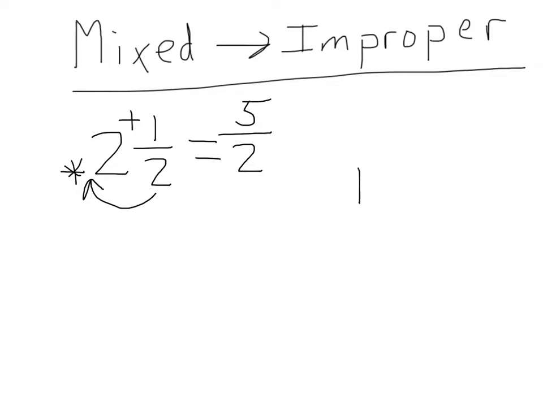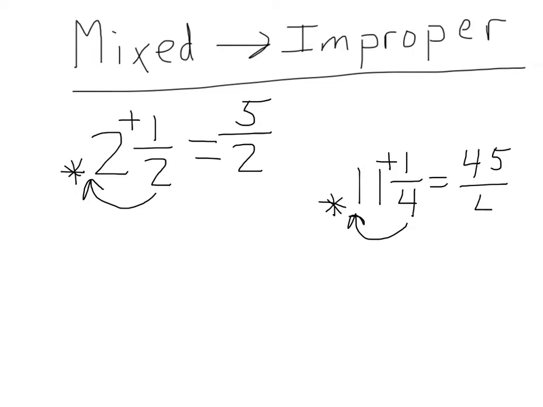Another example I can give you is 11 1/4. Again, I multiply first, so I do 4 times 11, which is 44, and then I add that 44 plus 1, and I have 45, keep my denominator, over 4. So that's moving from a mixed number to an improper fraction.